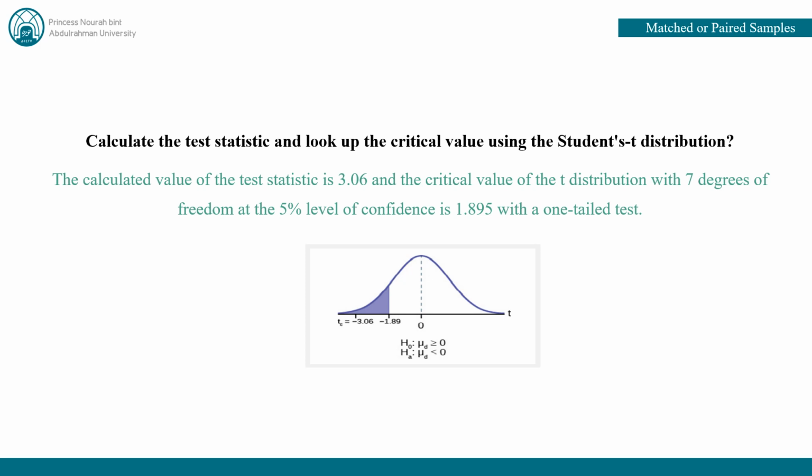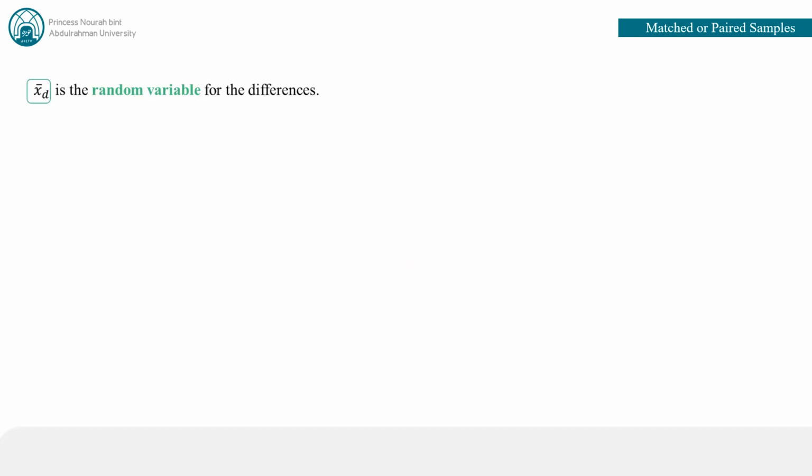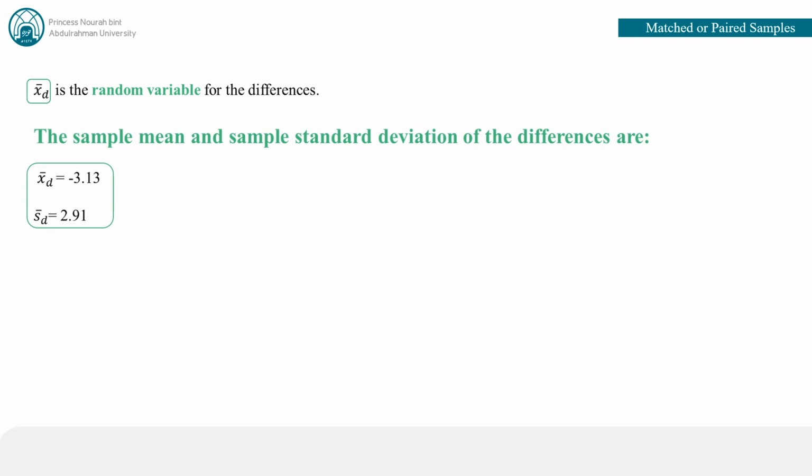We have a 5% level in a one-tail test. We can write now our conclusion. X bar D is a random variable for the difference.